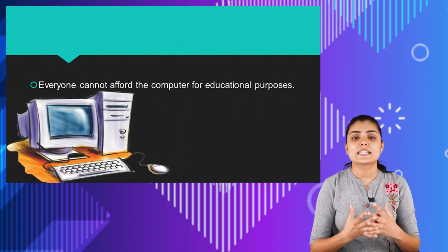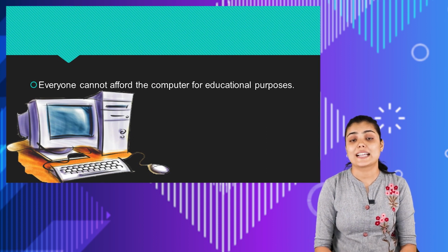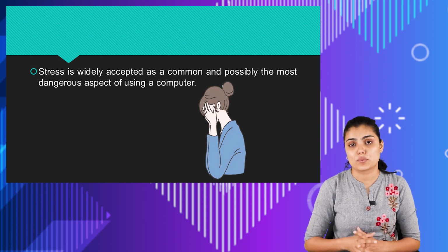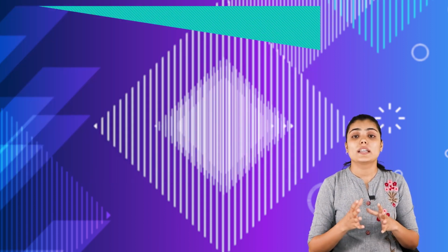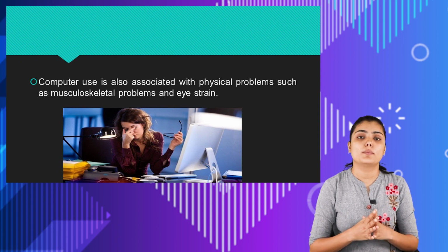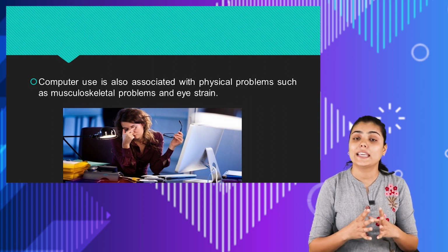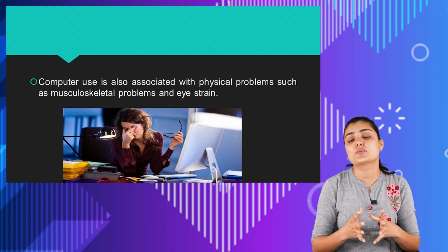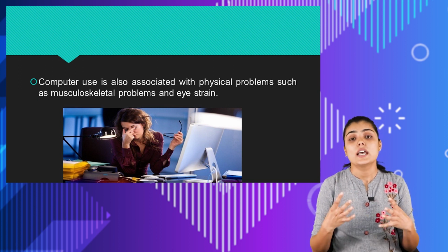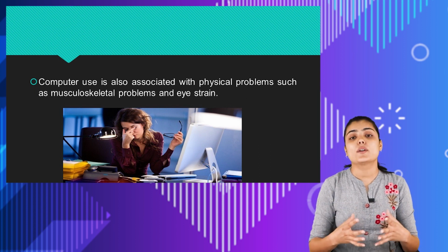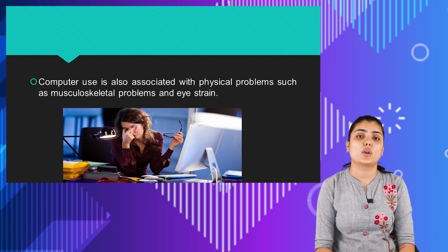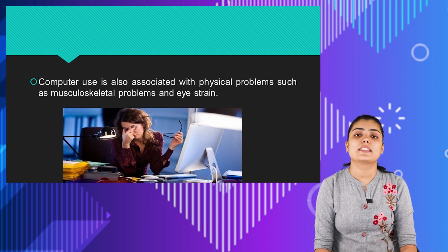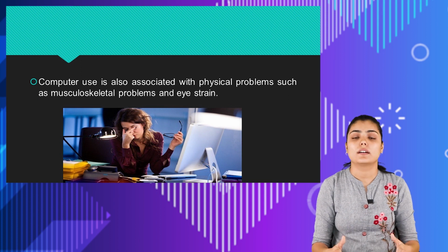Another proven disadvantage of using a computer is that stress is widely associated with its continuous use. Finally, it is also associated with physical problems such as problems of the back, eyes, as well as other musculoskeletal problems. Continuously using a computer strains the eyes, and because the user has to sit for a long period of time, it may also lead to musculoskeletal problems. So these are the various disadvantages of using a computer.